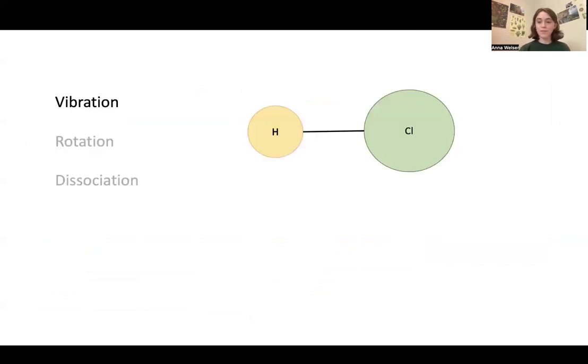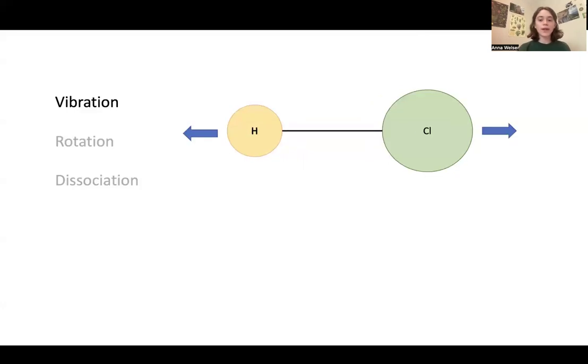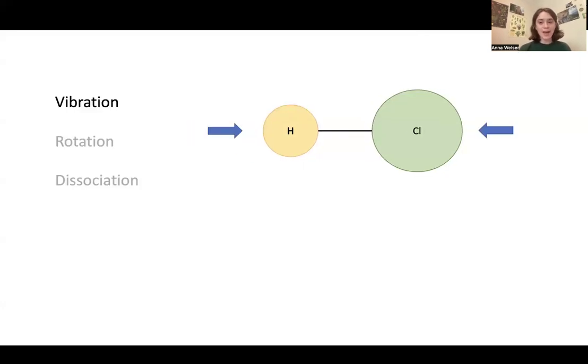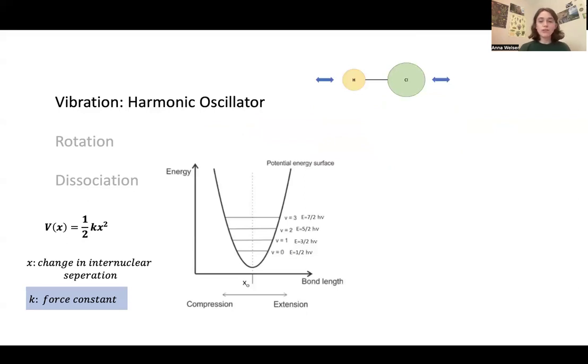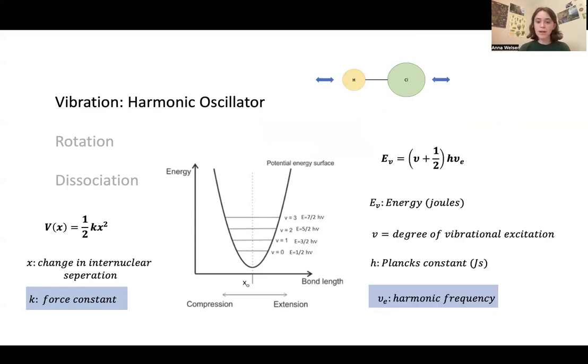Starting off from HCl. So we know that it can undergo a vibration, as can DCl, and we can understand this vibration through the harmonic oscillator approximation. Here, we're able to look at compression or extension by relating x, the change in internuclear separation, to k, the force constant, one of the things we're looking to determine. Also, we're able to relate energy to the degree of vibrational excitation, Planck's constant, and the harmonic frequency, another one of those constants and parameters that we're looking to calculate.